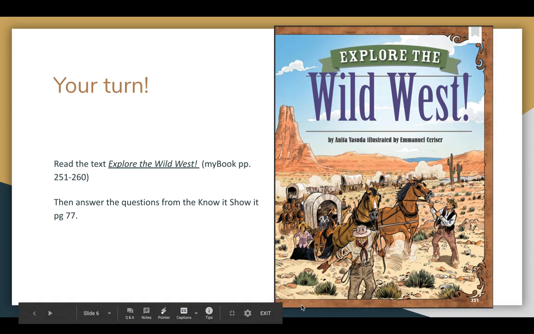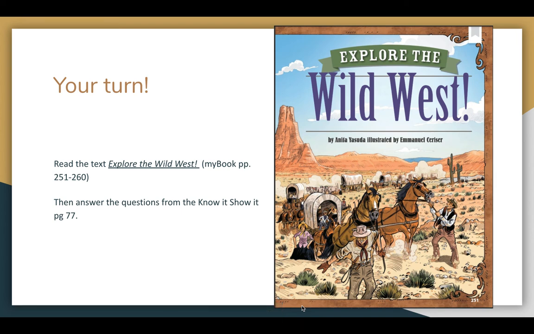Now it's your turn. You will read the text Explore the Wild West, pages 251 through 260, and answer the questions on the Know It, Show It, page 77 Google slide in the task section of your framework for the day. Be sure to pay close attention to your context clues for text structure, and also make sure that you turn in your assignment the way your teacher asks.